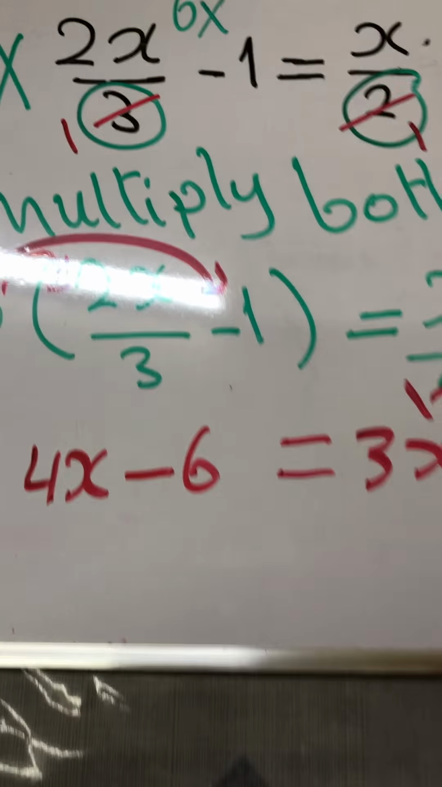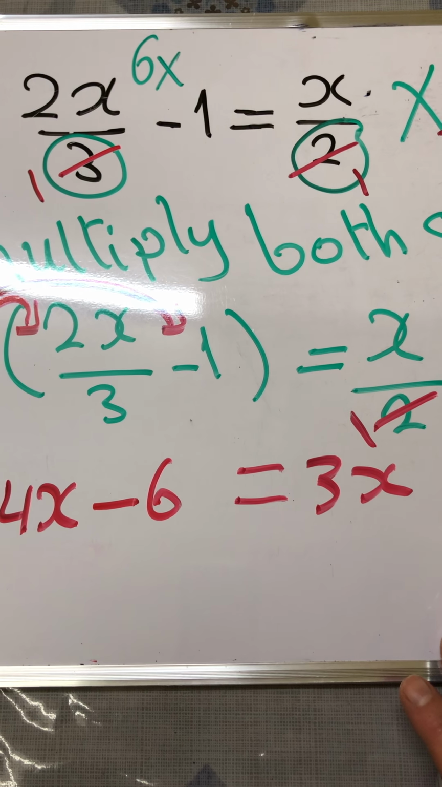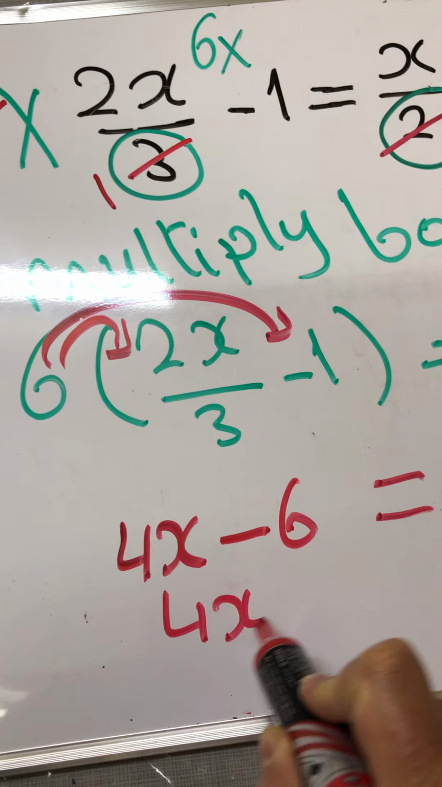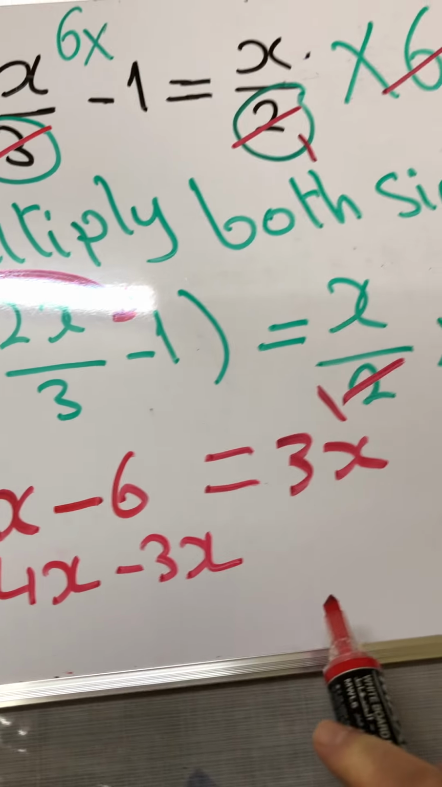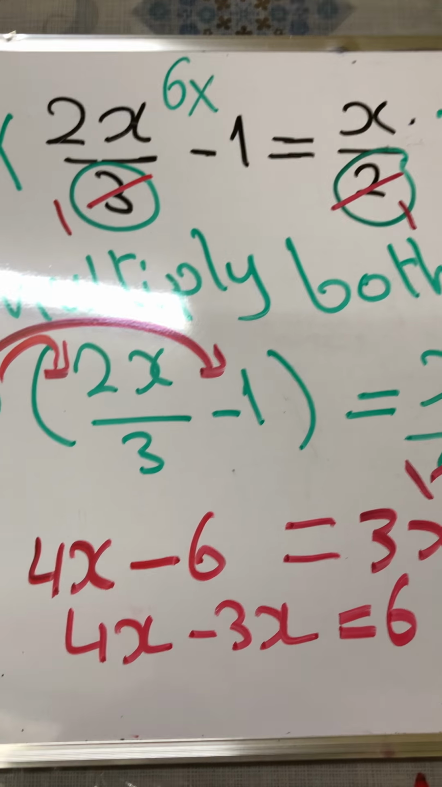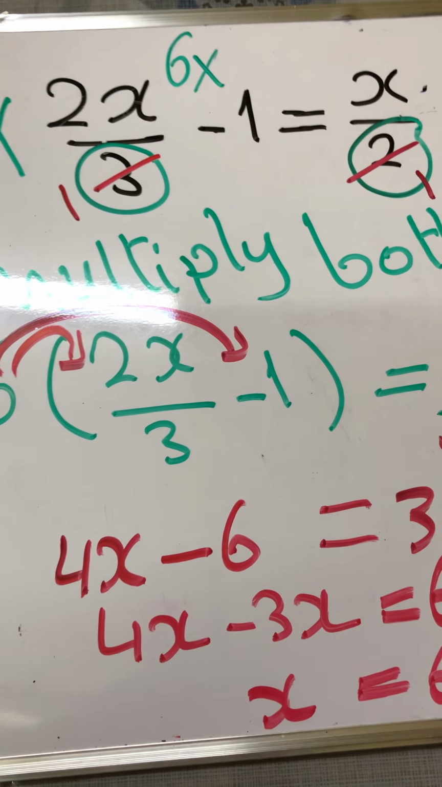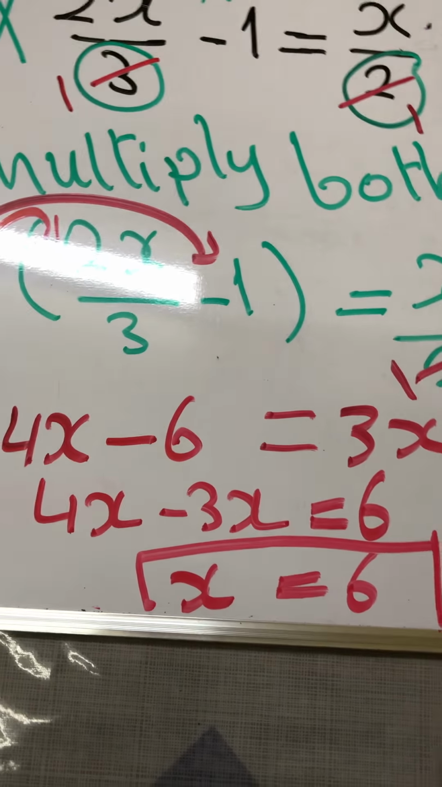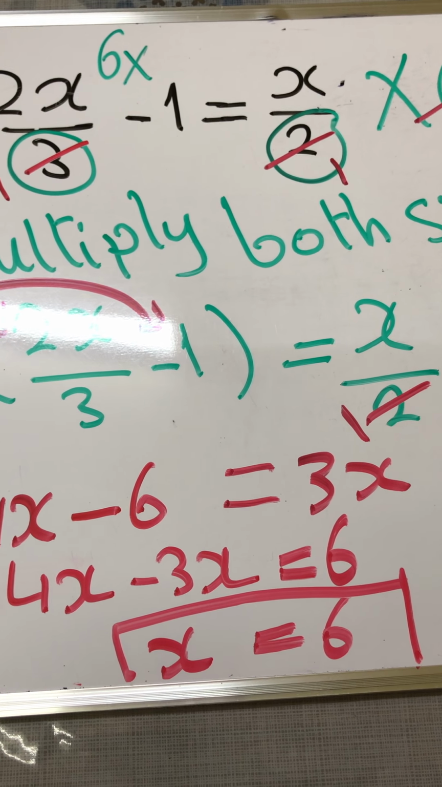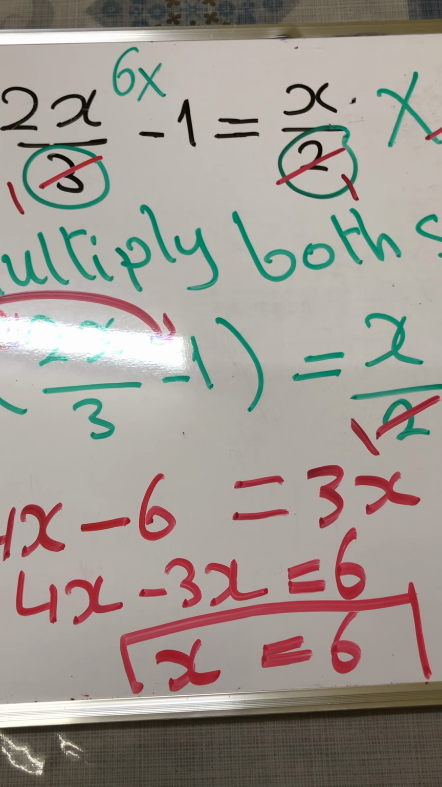Now I have a linear equation: 4x minus 6 equals 3x. So I'll keep x on one side and the number on the other side. It will be 4x minus 3x, because I'll take it to the opposite side, equal, and this 6 goes to the other side. 4x minus 3x equals just 1x equals 6. And this is the final answer, because when I say solve the equation, I mean find the value of the variable.